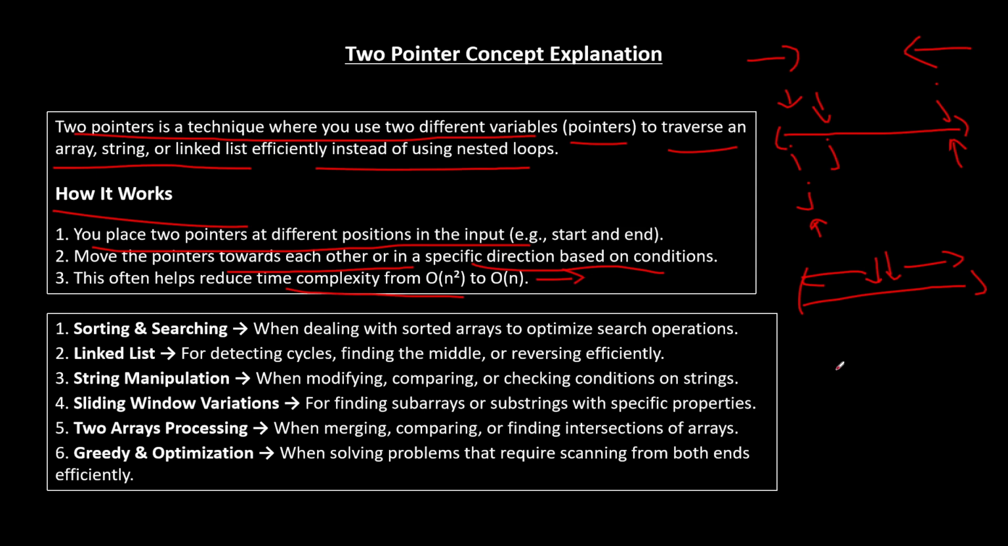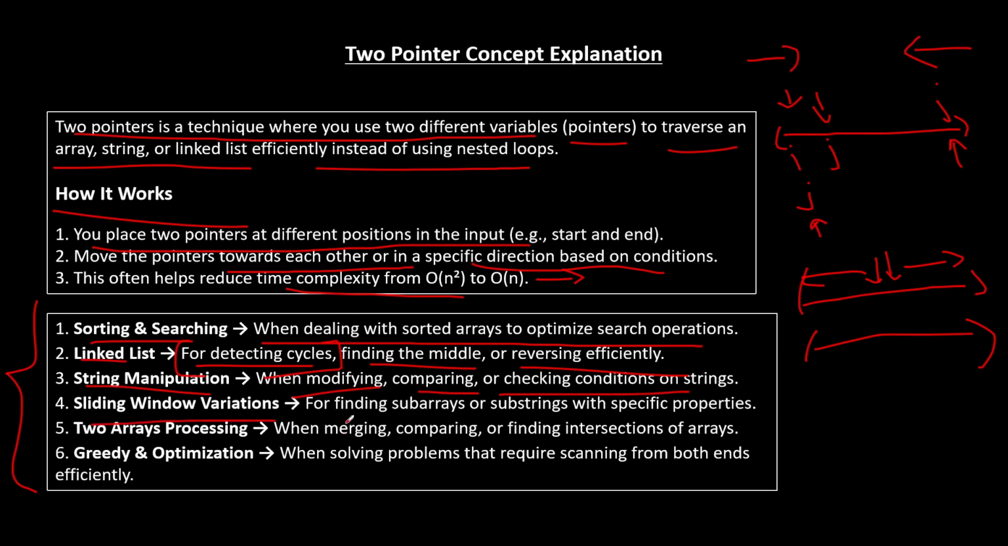Second thing, if we have any question where traversing with a single pointer is not manageable, we use two pointers there. Places where we use two pointers could be sorting and searching, when dealing with sorted arrays to optimize search operations. Linked list, for detecting cycles. Here we use the concept of fast and slow pointers, which we will study when we solve the questions based on linked lists, and for finding the middle or reversing efficiently. In string manipulation, when modifying, comparing, or checking conditions on a string, sliding window is the most important one, using two pointers for finding subarrays or substrings with specific properties.